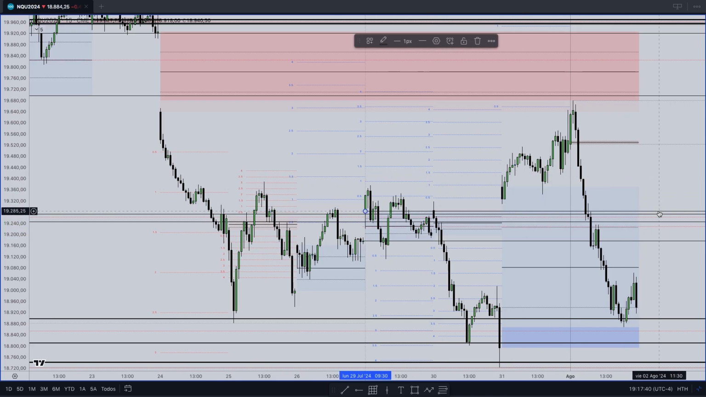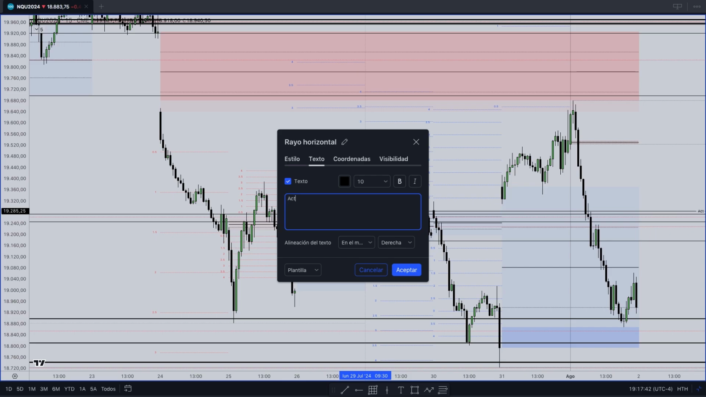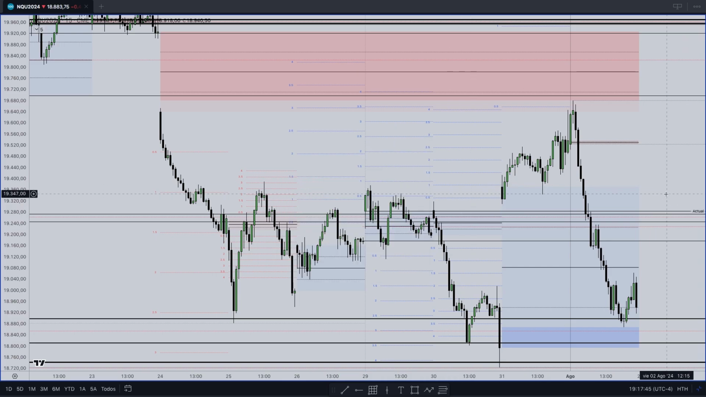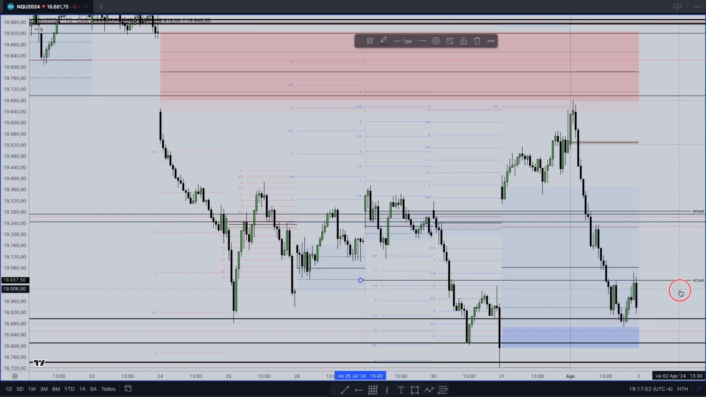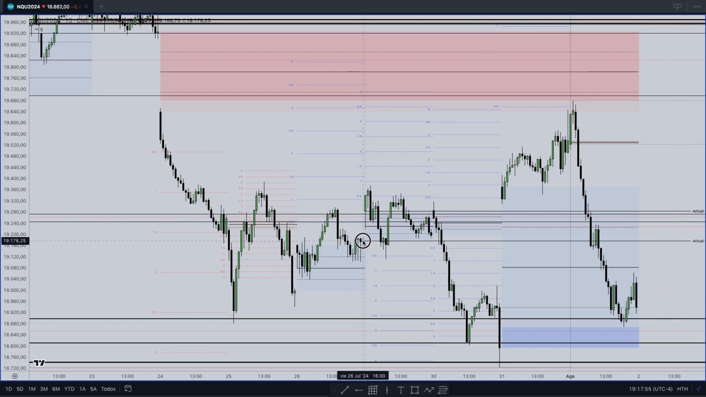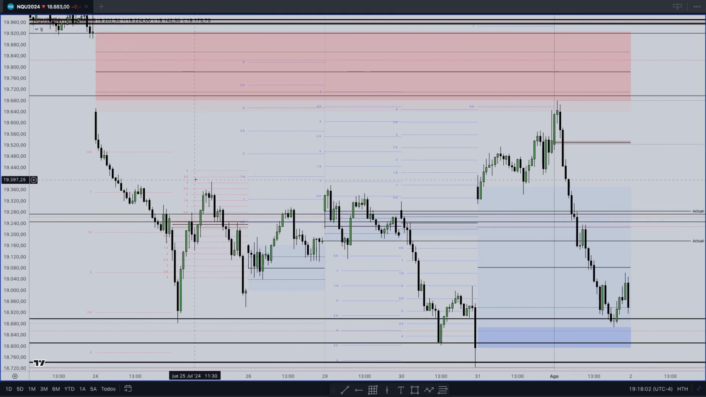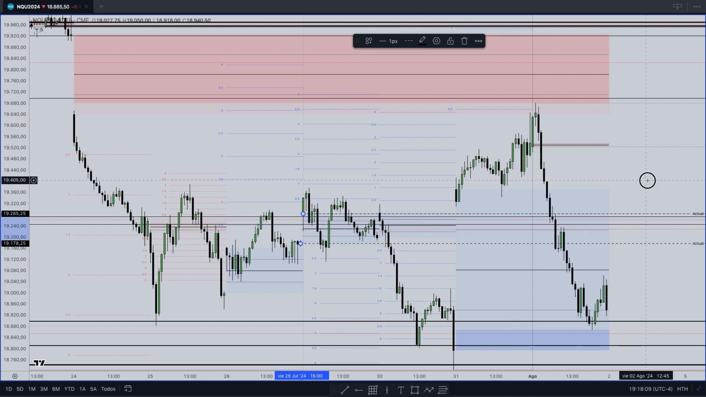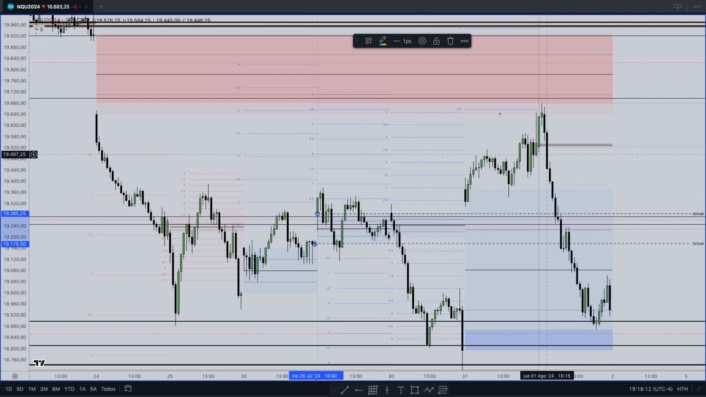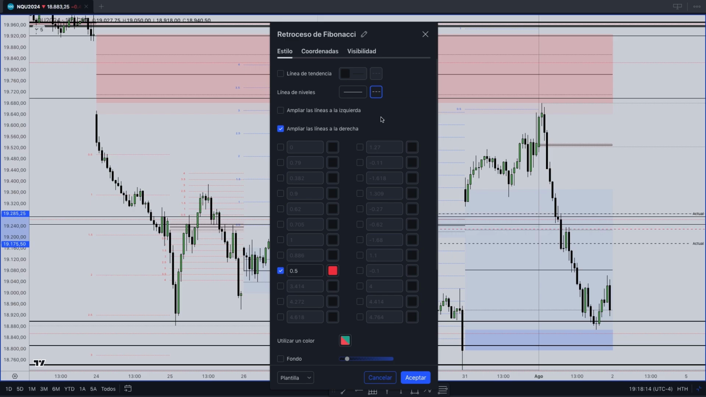You can place a label here. Let's put actual on this to differentiate. Okay, so this is from, let's change it to this. Nice. I think this is fine. Okay.